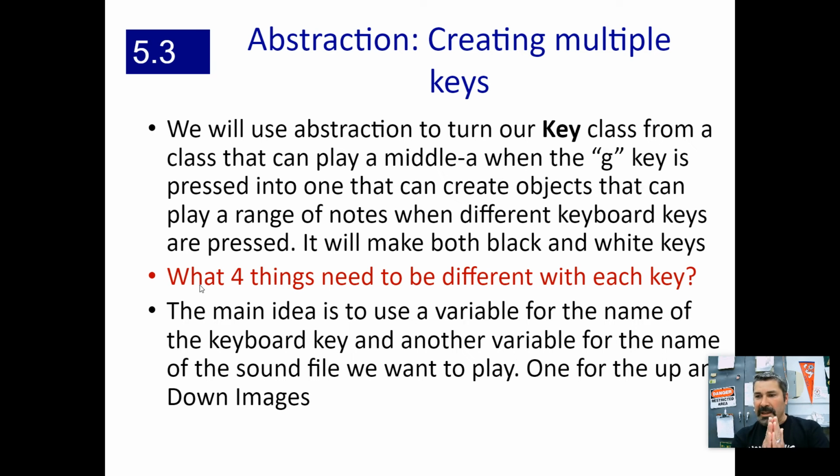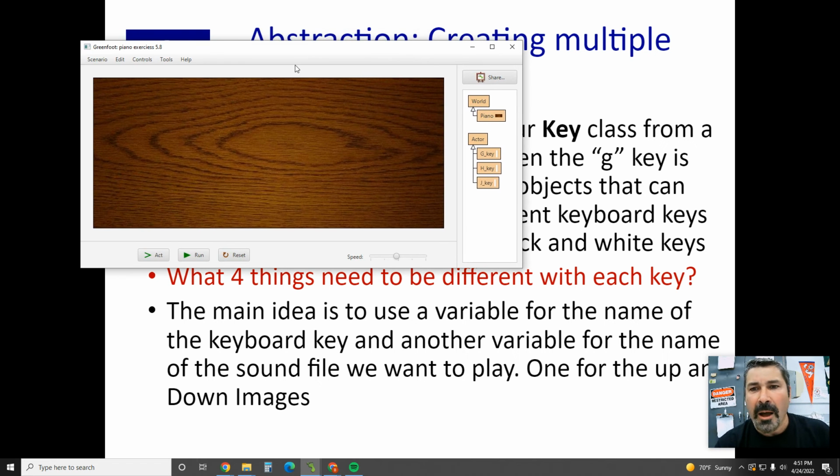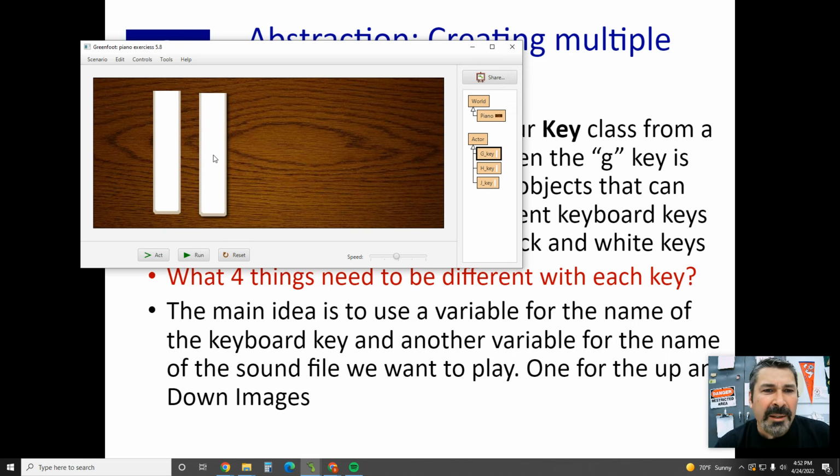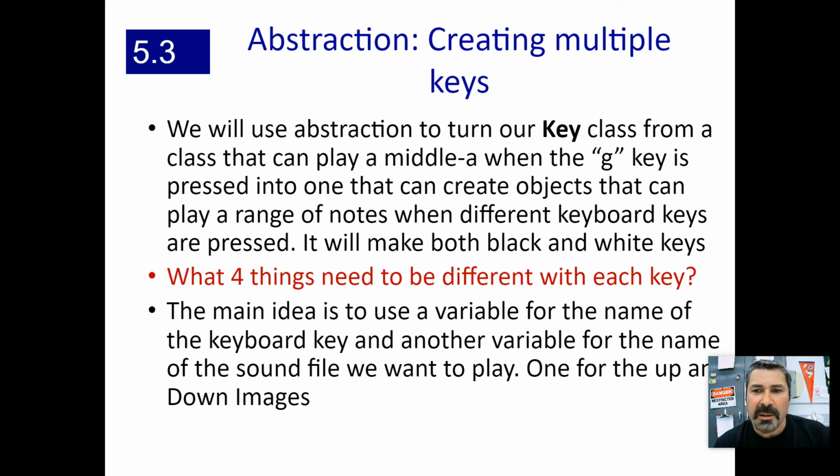Okay, by the way, each object here, so let's say this. Each of these objects, I'm going to put one of these in, and then I'm going to put the same one in, and this one. What's different? This one needs to know something. What 4 things should be different about this one than this one? That's the question. What 4 things need to be different with each key?